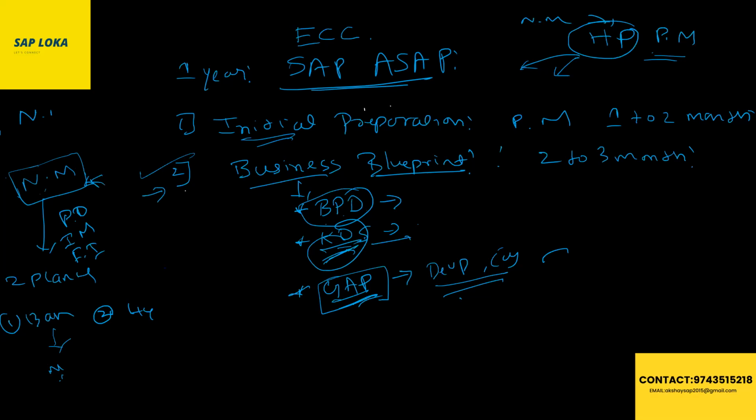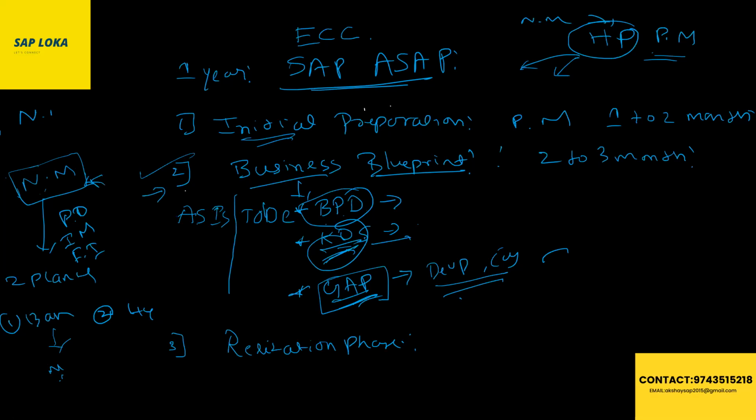Okay, so this is business blueprint. So the third one is the realization phase. This we used to do in ECC. Whatever I'm explaining, the SAP methodology, I'm explaining in ECC. In the realization phase, what we used to do: in business blueprint, we will prepare one more document, that is the as-is and to-be document.